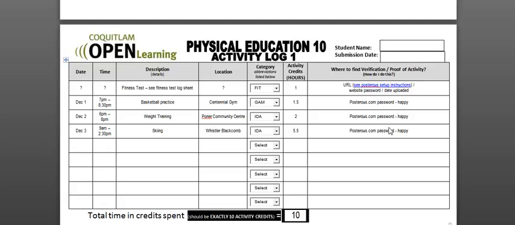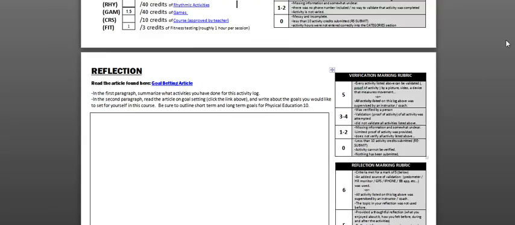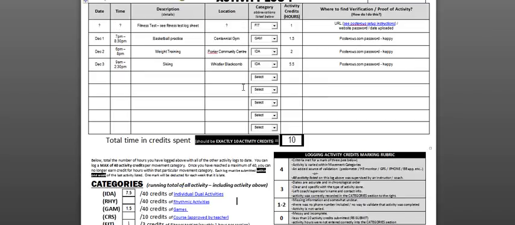All that can be verified with the website found there through photos, activity logs, just looking for photos. If you want to put video in there, that's fine too. But then what we want to do down here is do a running total. So you'll see that individual dual activities, 2 plus 5.5 is 7.5. And then 1.5 carries down, and fitness 1 carries down.